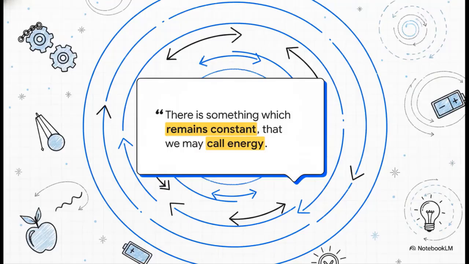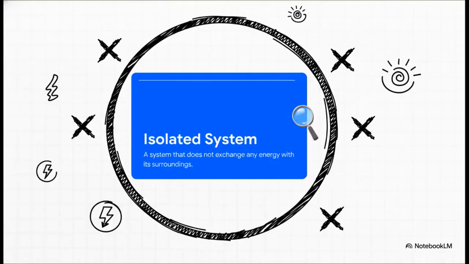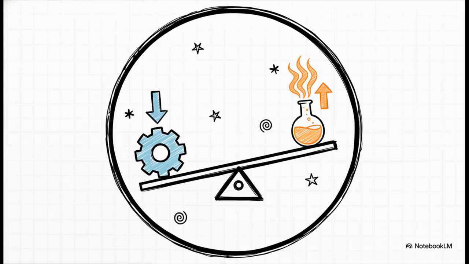Like the mathematician Poincaré noted, in an isolated system, this total amount of energy never actually changes. And if a system doesn't exchange energy with its surroundings at all, it's perfectly energy isolated. For these isolated systems, any loss in mechanical energy exactly equals the gain in internal energy.